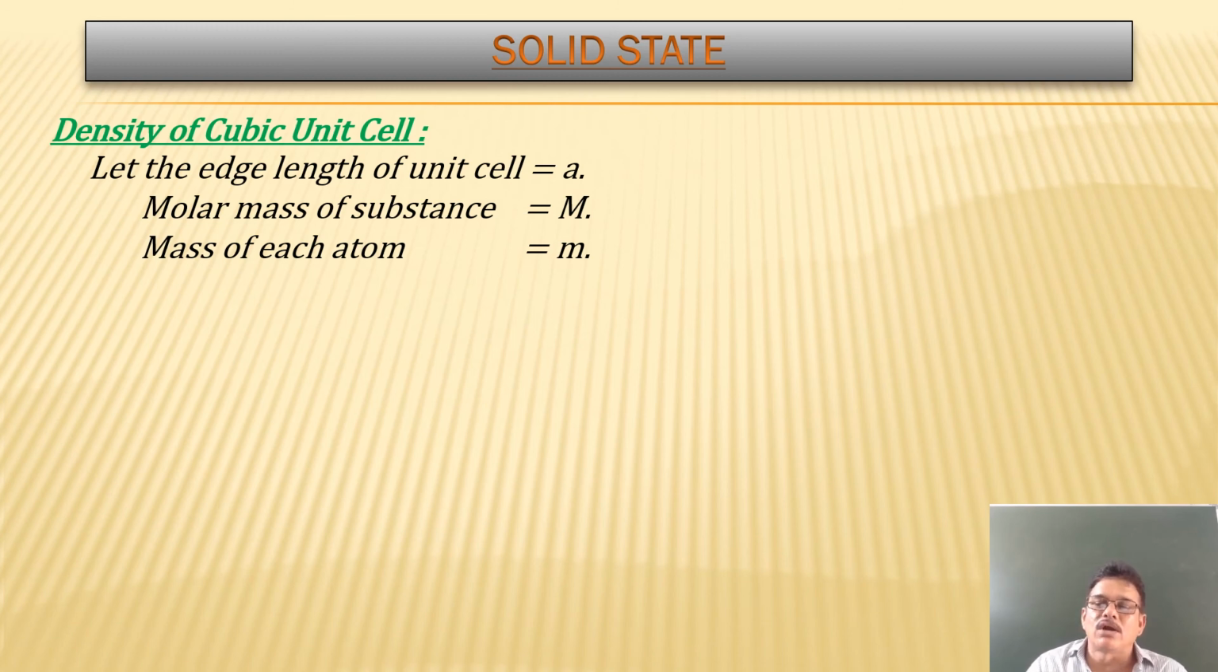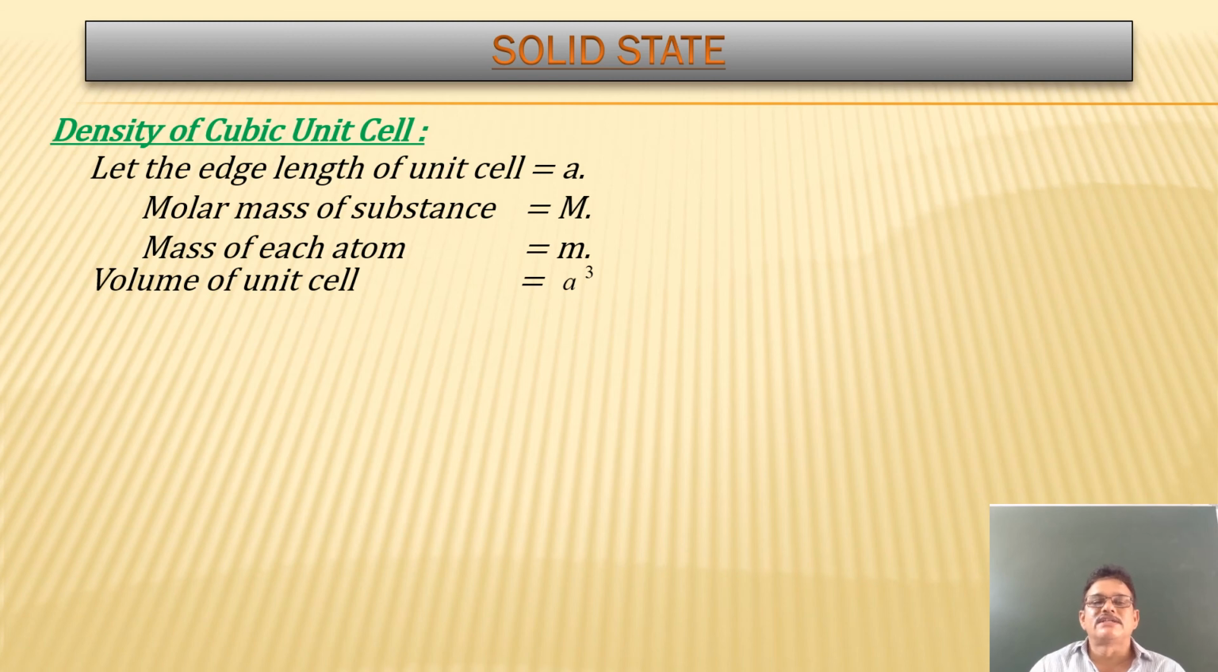What is meant by molar mass? Molar mass is nothing but the mass of Avogadro's number of particles. What is the value of Avogadro's number? 6.023 into 10 power 23. That means the mass of 6.023 into 10 power 23 particles is equal to capital M. So that is the meaning of a molar mass. We'll go to the next part of our discussion.